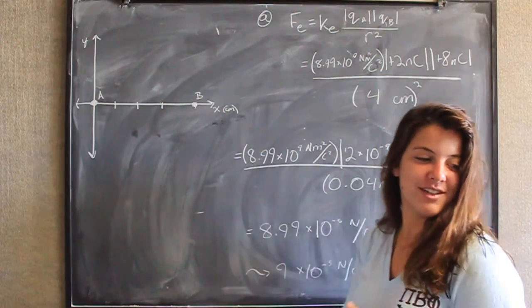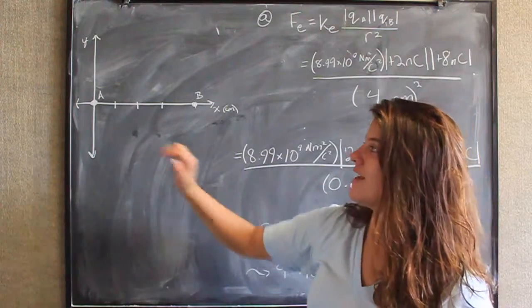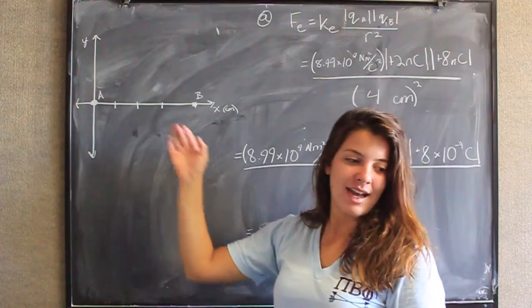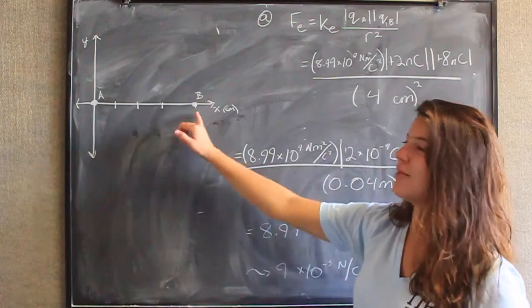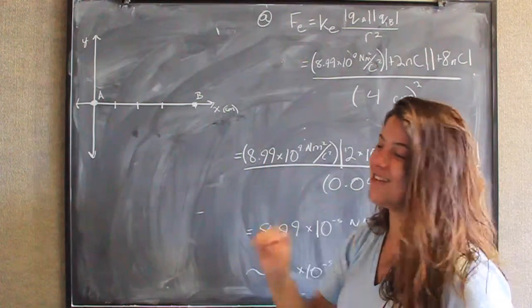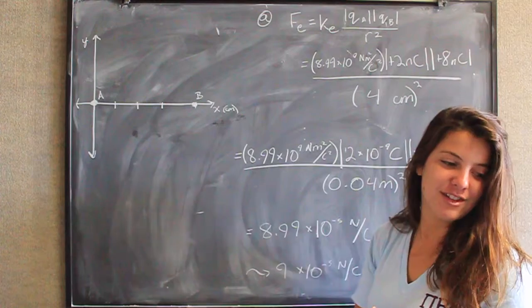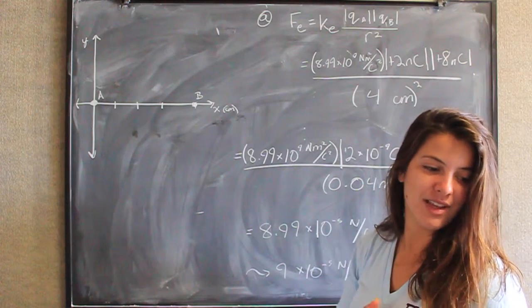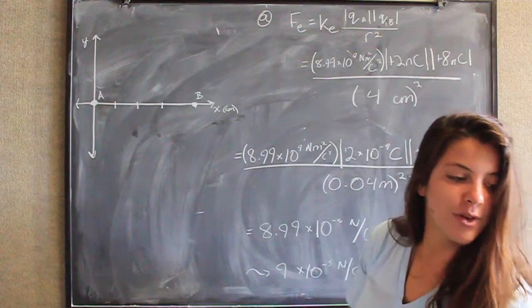All right, so we're doing question number 3, and we set up the coordinate system first. At point A the charge is plus 2 nanocoulombs, and at point B the charge is plus 8 nanocoulombs. So first the question asks for part A: what is the electric force that the plus 2 nC charge exerts on the plus 8 nanocoulomb charge?